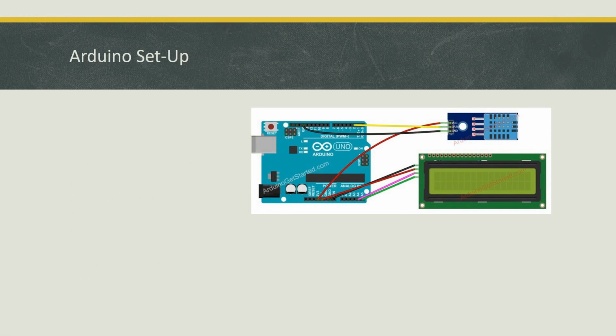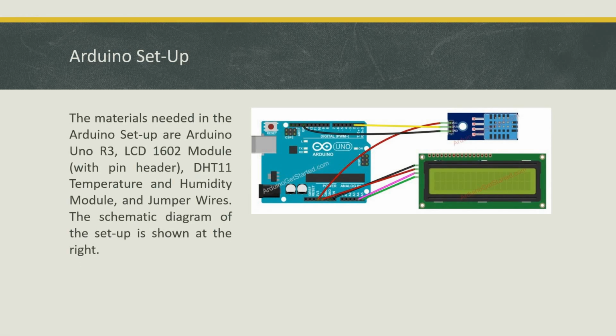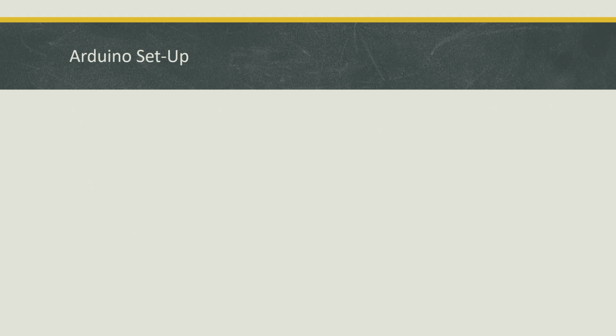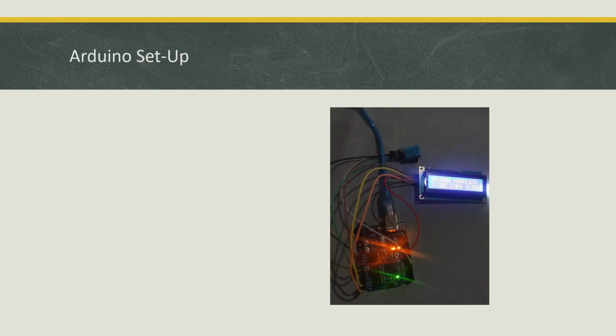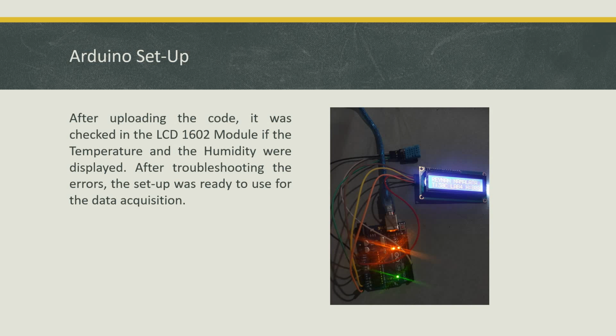Methodology. The materials needed in the Arduino setup are Arduino Uno R3, LCD1602 module with pin header, DHT11 temperature and humidity module, and jump wires. The schematic diagram of the setup is shown at the right. After setting up the Arduino, code was uploaded in order for the DHT11 temperature and humidity module to function. After uploading the code, it was checked in the LCD1602 module if the temperature and humidity were displayed. After troubleshooting the errors, the setup was ready to use for the data acquisition.